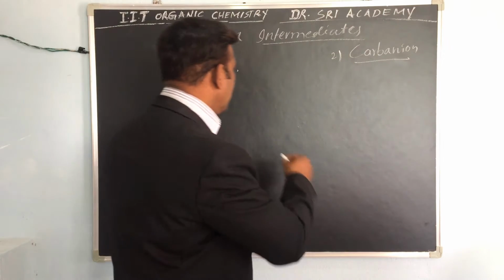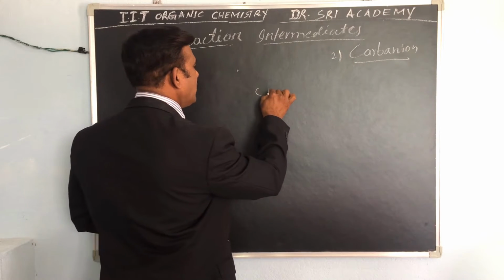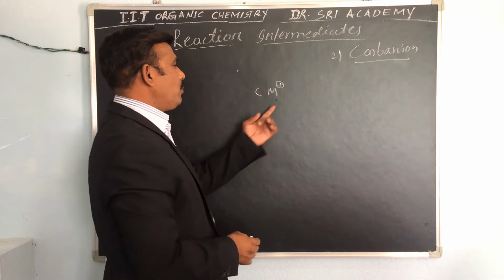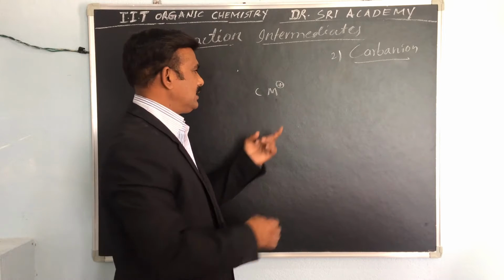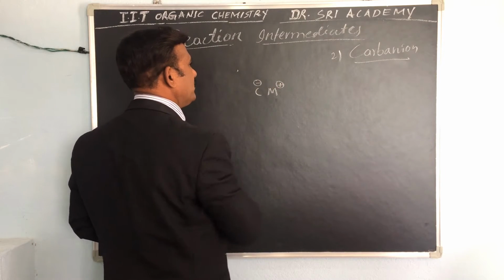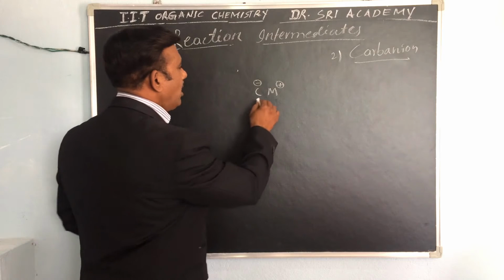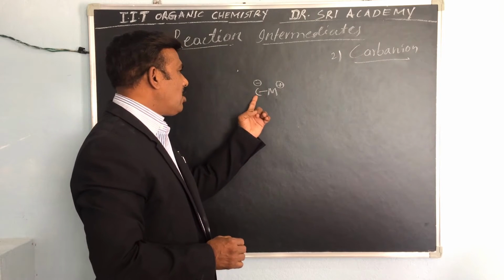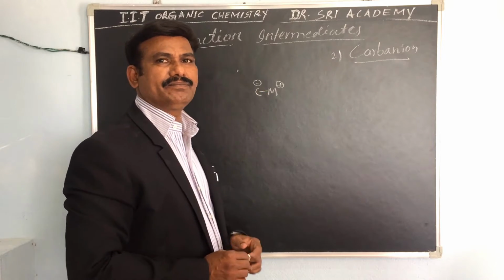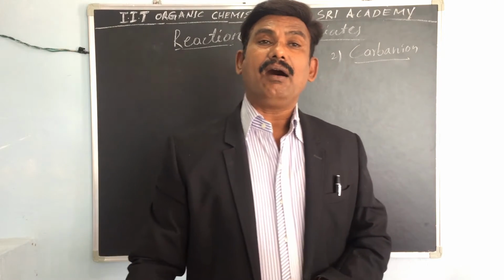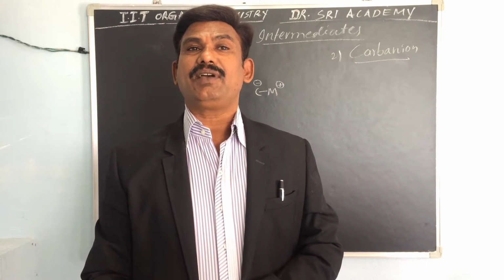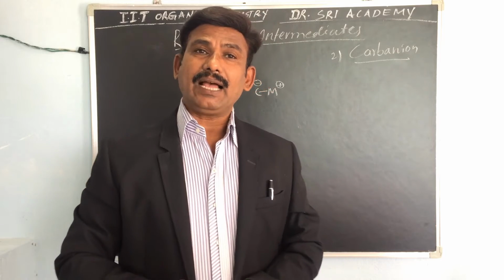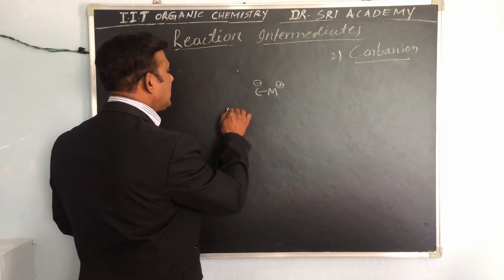That is, see here, carbon, metal. The metal becomes more positive, the more active metals, and carbon is negative. The bond between the carbon and metal is called the carbanion. So we have to see examples so we can understand. For example, methyl lithium or alkyl lithium.